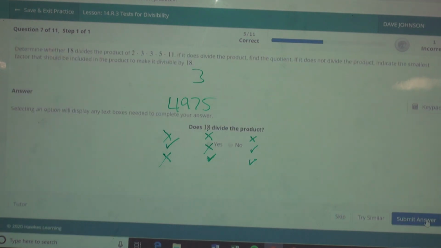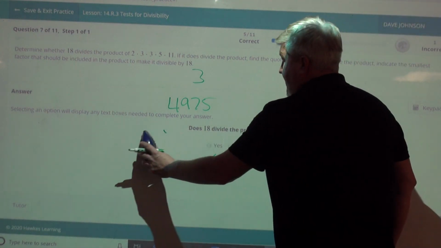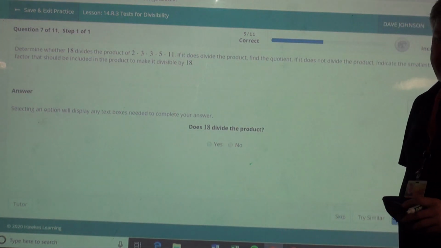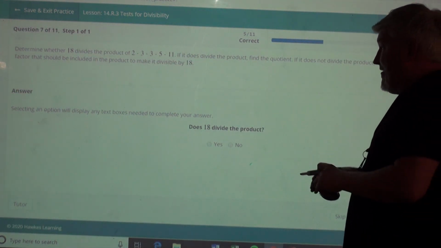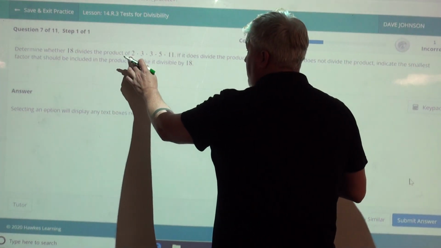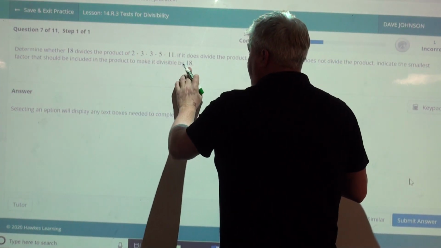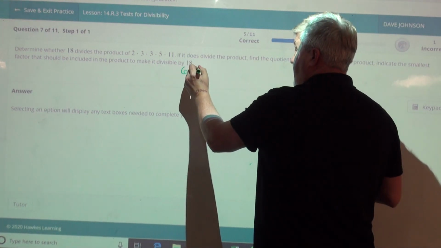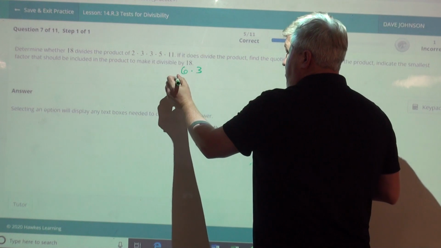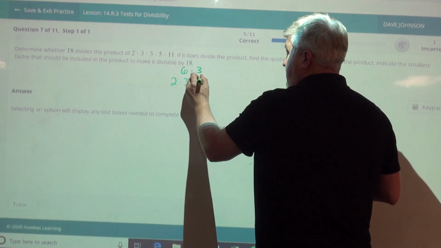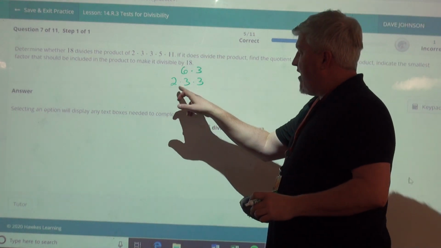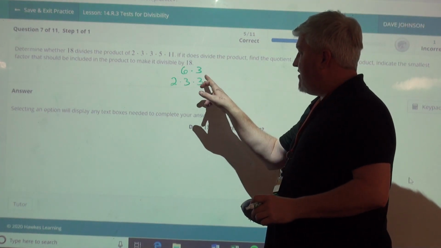Okay, next. All right, determine whether 18 divides the product of 2 times 3 times 3 times 5 times 11. All right, so I'm looking here to see what I see. Let's factor out 18. 18 is 6 times 3, which is 2 times 3 times 3. Right? 2 times 3 is 6. 6 times 3 is 18.